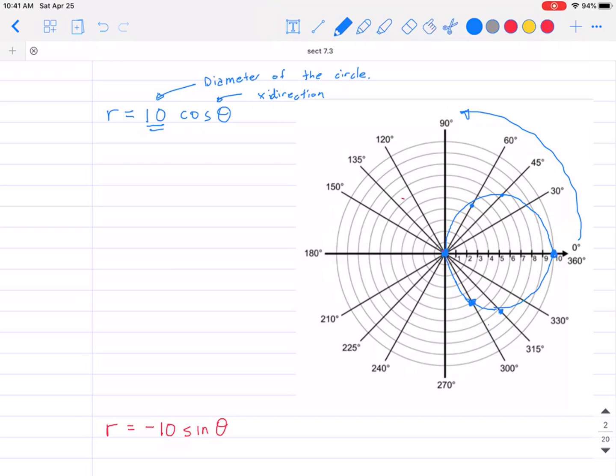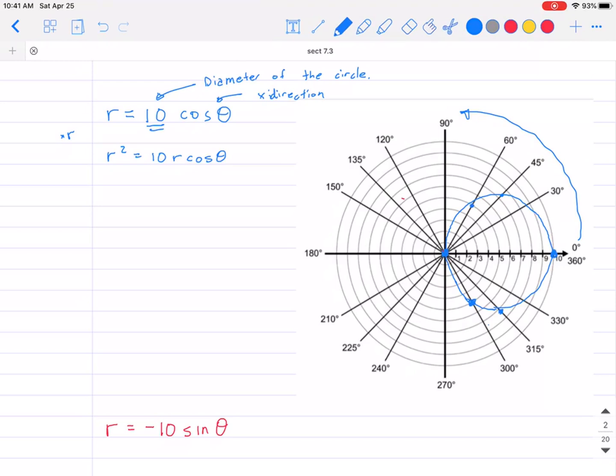Let's make a substitution then. We want to change r and theta back into x and y so you can see that that's actually what we have, a graphing of a circle. I'm going to do something a little bit different, just like before. I'm going to multiply everything by r, so multiply both sides by r.